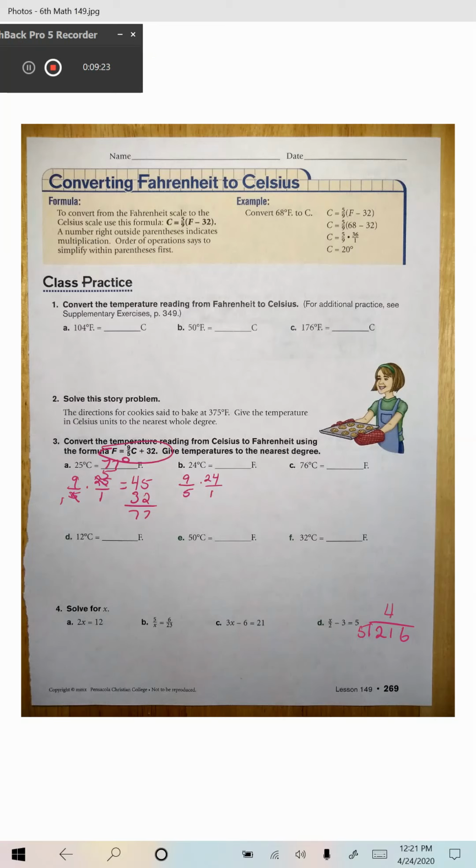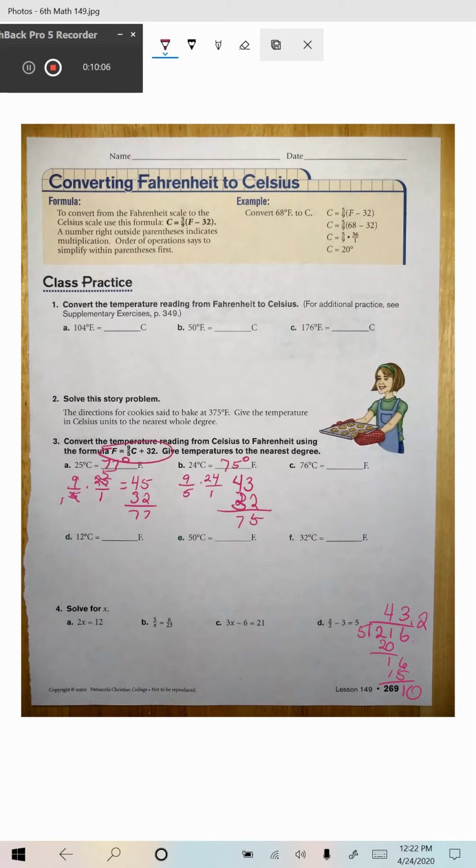5 into 21 is 4 times with 1 left over. Bring down the 6. 5 into 16 is 3 times. That would be 15. And I have a 1. Let's add the decimal. Put a 0 down there. 5 does go into 10 perfectly as a 2. But we want to take this to the nearest degree. The 2 will not round the 43 up. It'll keep it as a 43. So we'll take that 43 and add it to 32. I get 75, and I am correct.